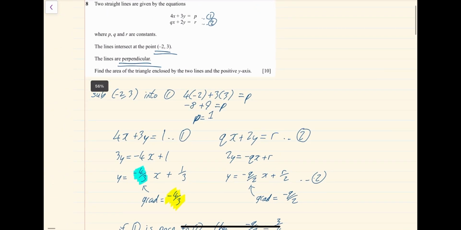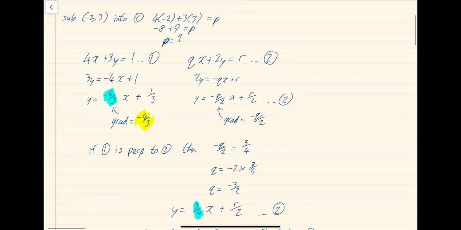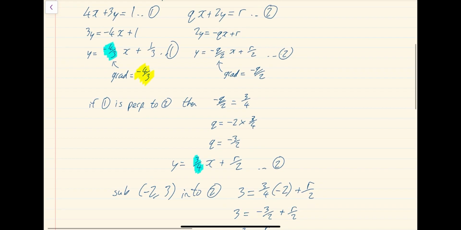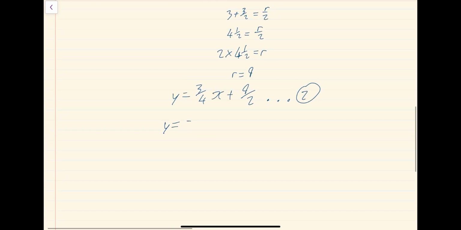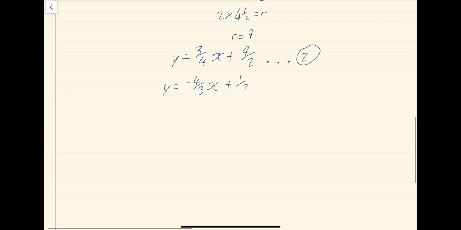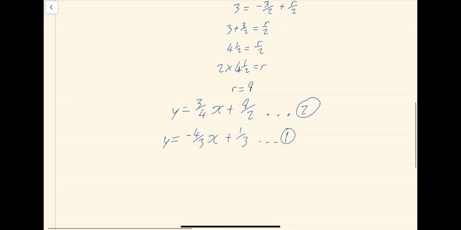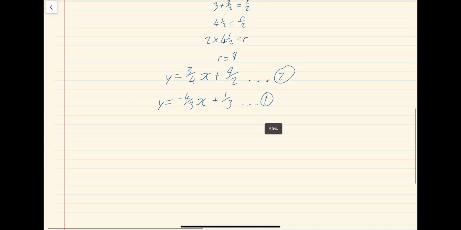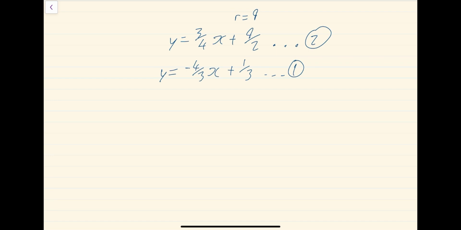Okay, what are we to do in this question? Find the area of a triangle. Okay, what was my line 1? There was my line 1. Line 1 was minus 4 over 3 x, forgotten that already, plus 1/3. And it says find the area of the triangle enclosed by the two lines and the positive y-axis. Positive y-axis. Okay, right. Let's look at these two lines then.